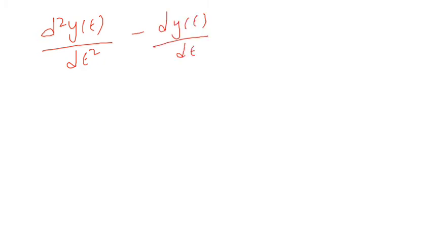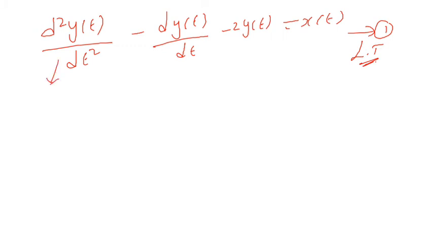So the given equation is d square y of t divided by dt square minus dy of t divided by dt minus 2y of t is equal to x of t. Right? So take a Laplace transform for this equation. Say this is equation 1. Taking Laplace transform of this equation 1, what will happen?